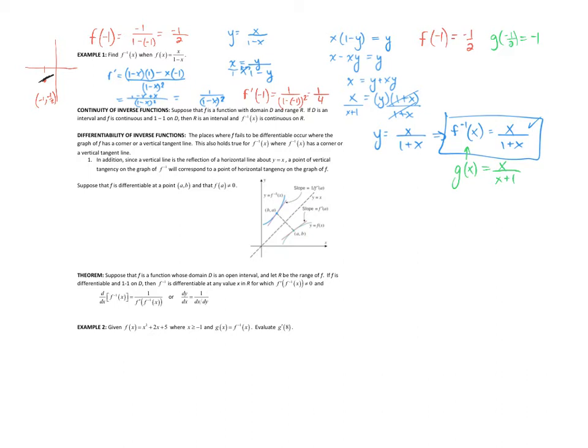G of negative 1/2, we're going to put a negative 1/2 in for the x in the numerator, and then we're going to put a negative 1/2 in there in the denominator for that x, and we get negative 1/2 over positive 1/2. And that, of course, is negative 1. So it worked. So it looks like we have found the correct inverse function, where we plugged negative 1 into the original function and got negative 1/2.